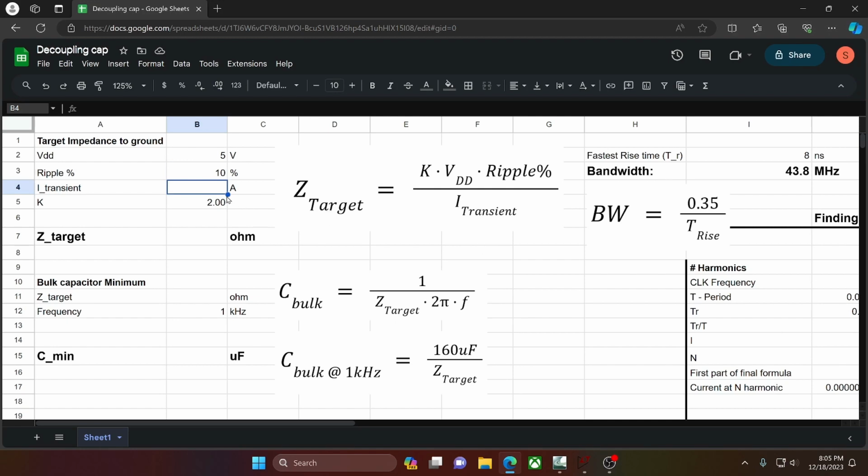Transient current. Well, this is where you're going to have to know your circuit. You're going to have to know what's going on in order to make this determination. So remember, it's not DC current. It's you switch something on. So for this example, I'm just going to assume a couple LEDs. Okay, this K value, just use 2. You can go less if you want. Don't worry about it for now. So I want to show you our targets.